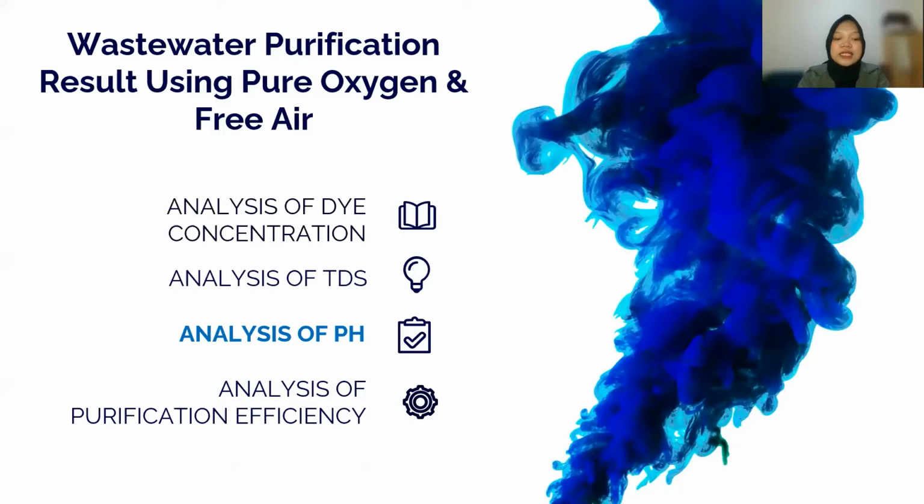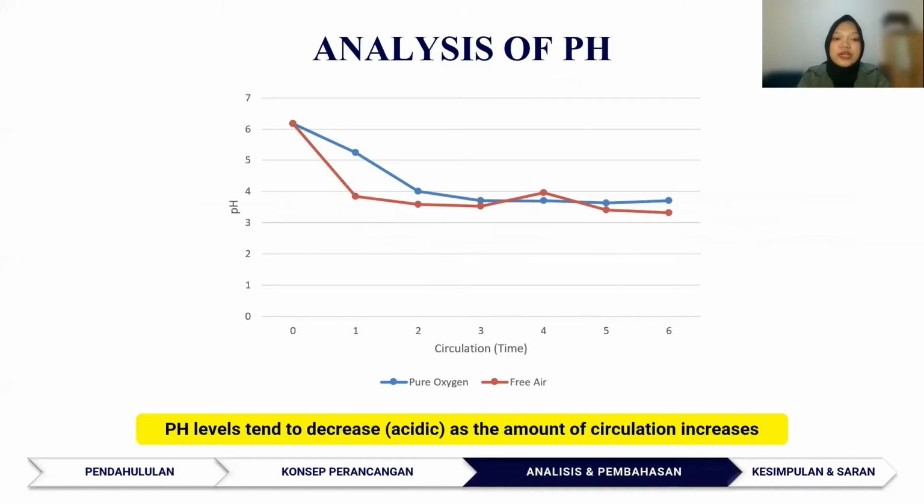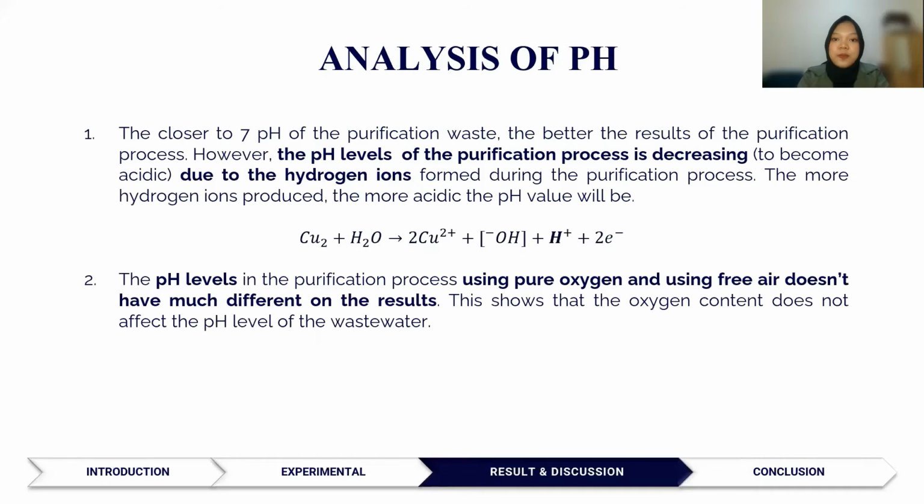The next analysis is analysis of pH. Here is the graph of pH of the purification process. And we know that pH level tends to decrease or become acidic as the amount of circulation increases.